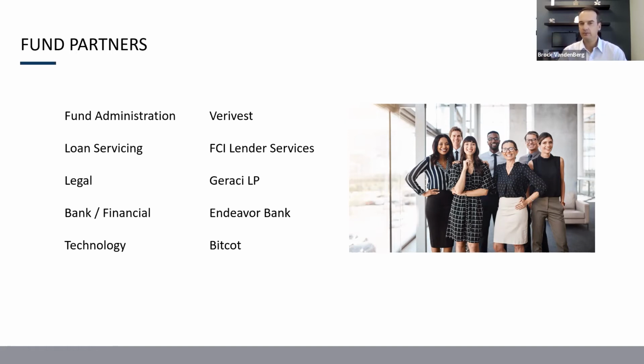Jurassic LP is our legal. They're one of the largest firms that specialize in creating mortgage funds and then managing mortgage funds as well. Our bank and financial is Endeavor Bank. And then BitCaught handles all the technology. So all that back office, if you've gone to our lender portal, they're the ones that designed and continue to maintain that lender portal.